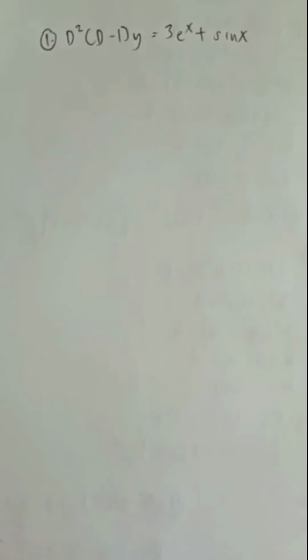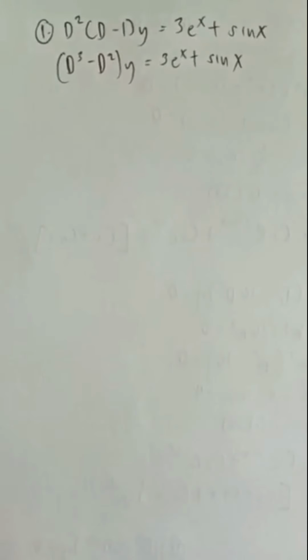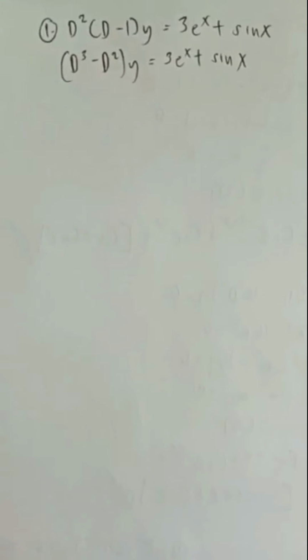This one is under non-homogeneous equations at ang given is d squared times quantity t minus 1 quantity times y is equal to 3e raised to x plus sine x. Distribute natin yung d squared dun sa left part, magiging quantity t cubed minus d squared quantity times y is equal to 3e raised to x plus sine x.